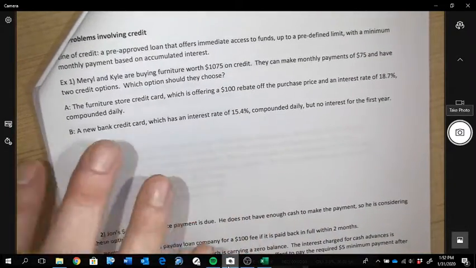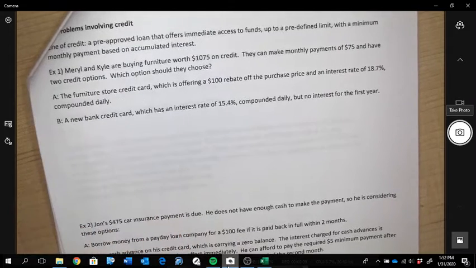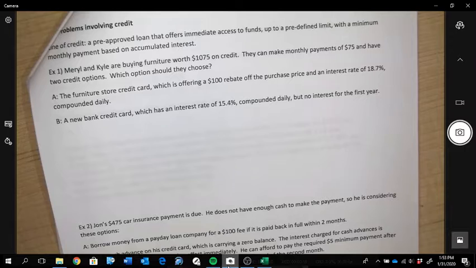Okay, 2.3, problems involving credit. So this is a line of credit: a pre-approved loan that offers immediate access to funds, up to a predefined limit, with a minimum monthly payment based on accumulated interest. So you can go to a bank and ask for a pre-approved loan to then go out and buy something.